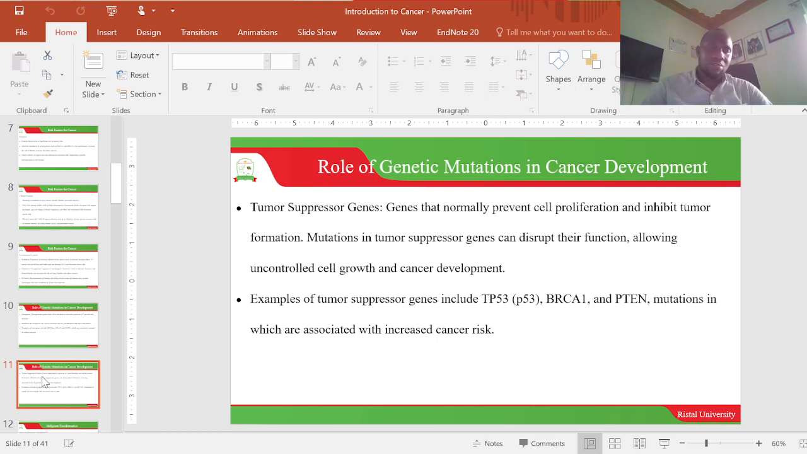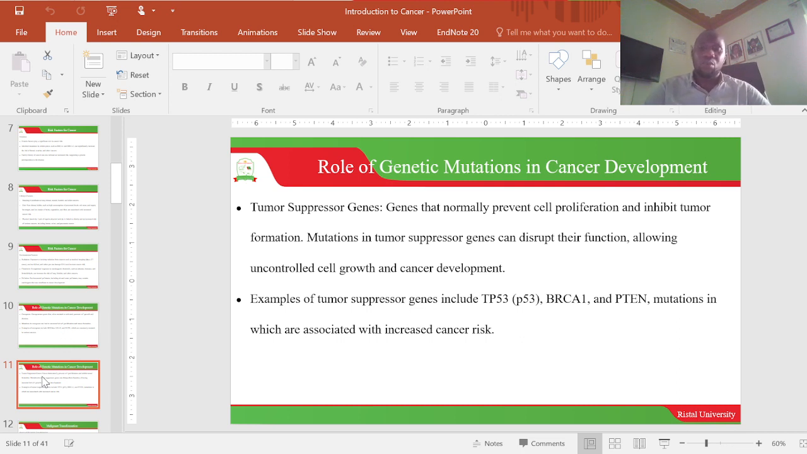And then the opposite: the genes that carry out the opposite role of the oncogenes are the ones we call the tumor suppressor genes. That means they prevent cellular proliferation and inhibit tumor formation. So they don't want cellular proliferation to take place. But if mutations occur in the tumor suppressor genes, their function is going to be disrupted, and therefore cellular proliferation will happen, leading to cancer development.